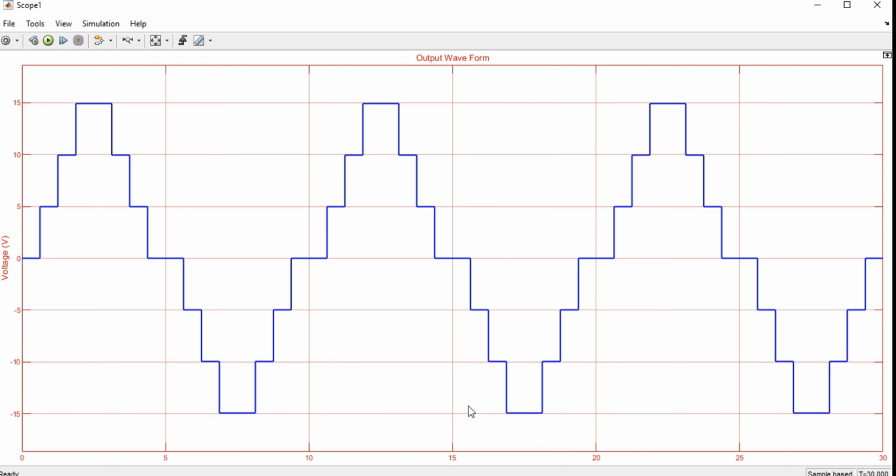In this video we have learned about MMCs, modular multilevel converters, how they work and why we use them, and at the end we have developed a strategy for the implementation of a 7-level modular multilevel converter using half-bridge configuration.